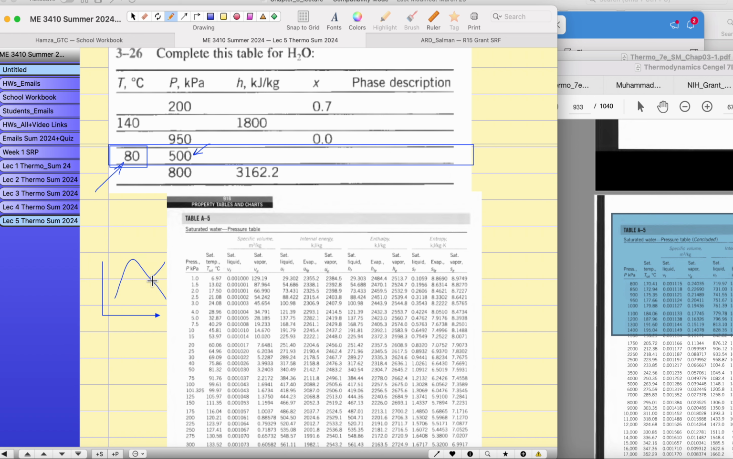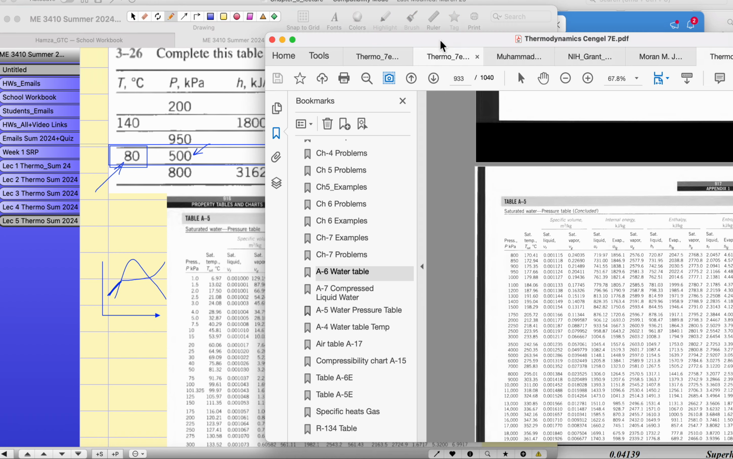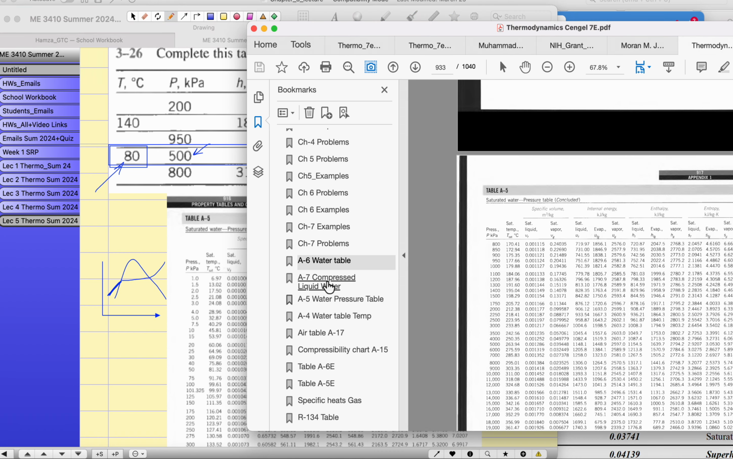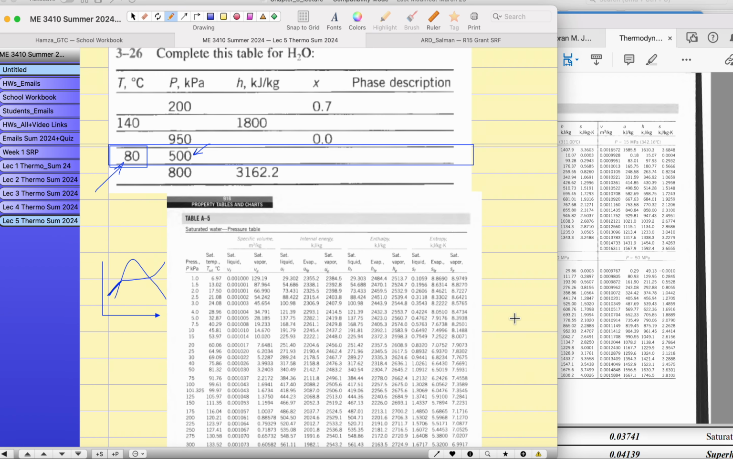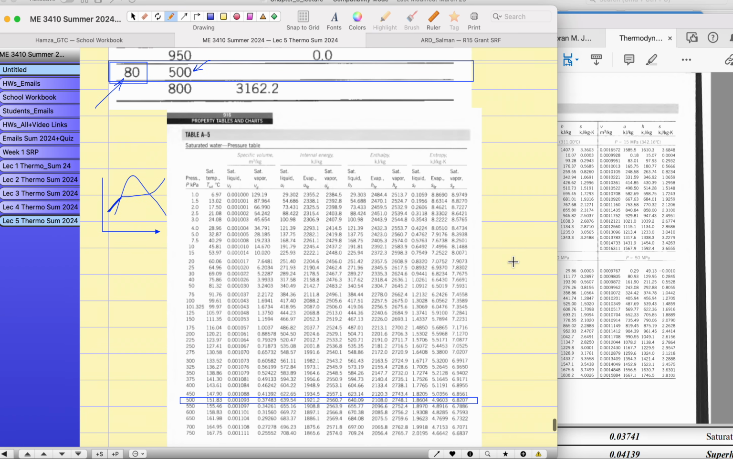I'm going to show you where this compressed liquid stage is. So you will go to the compressibility table, which is A-7 in our book at the end. I'm going to show you how you would read this table here.